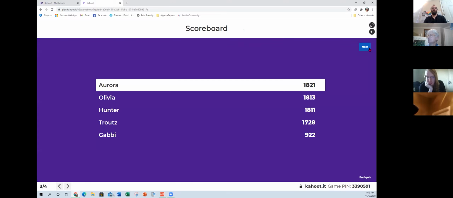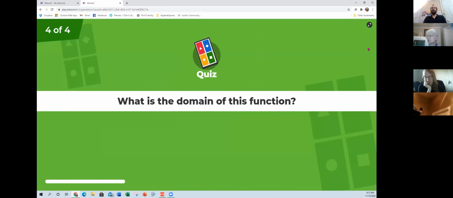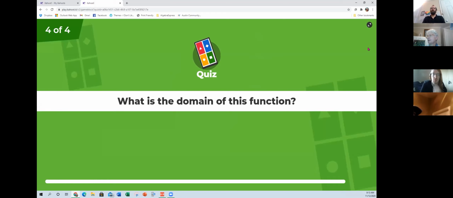Last one. What's the domain of this function?